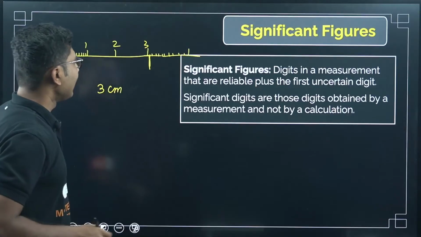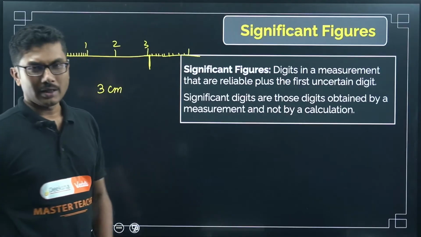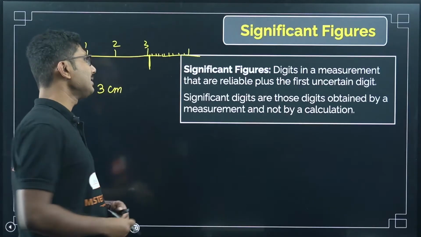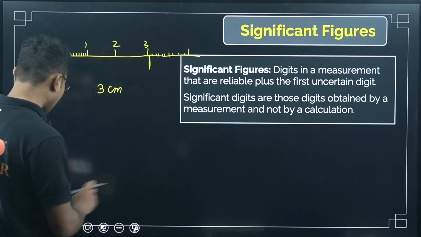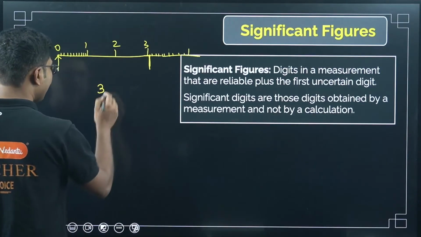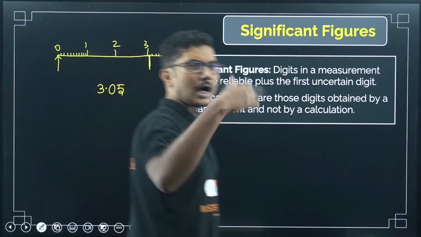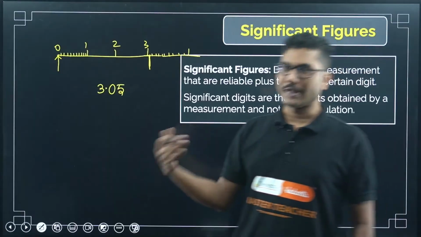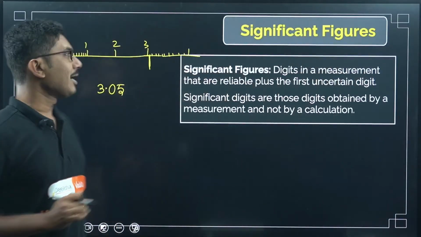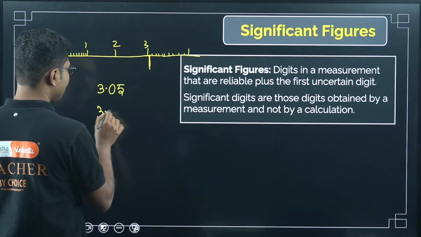But it is not exactly 3.1, it is less than 3.1. So how can I say which one is okay? To do that, I can say the value is 3.05. It is between 3.1 and 3.0, right? So that's how we write. Now, how many significant digits are in there? Significant digits will be 3.0.